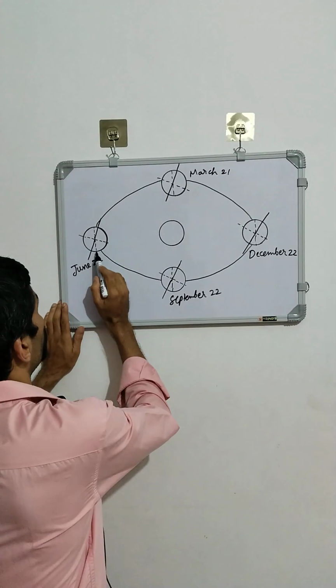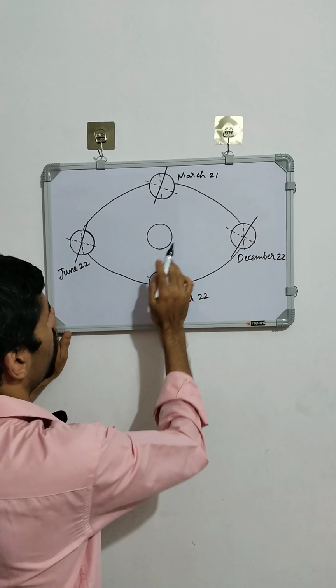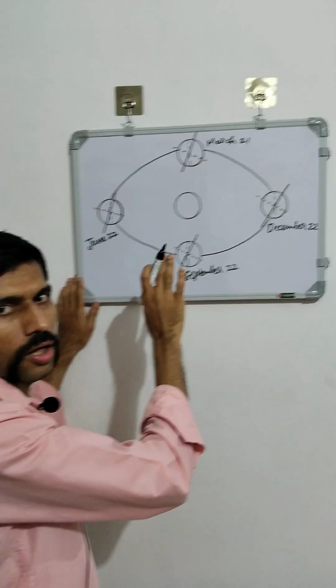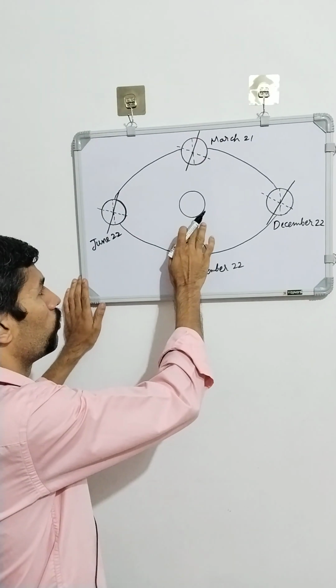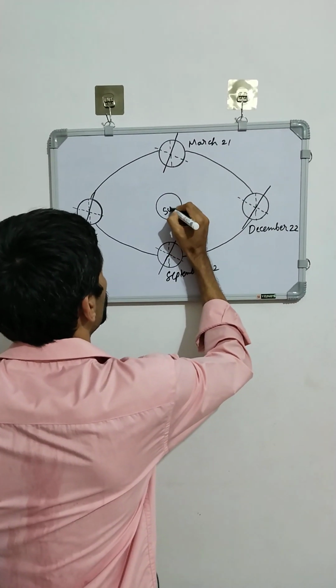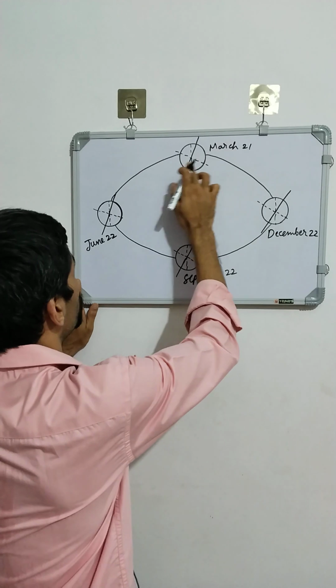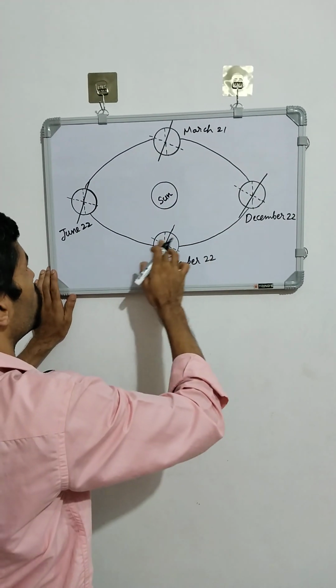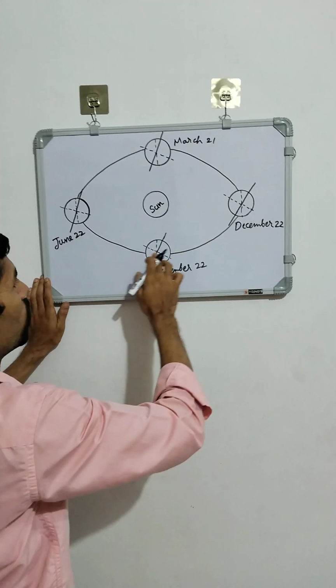See, this is our planet Earth and this is the Sun. Of course, they are not to scale because I cannot draw them to scale on this board, so I have picturesquely represented this. This is the Sun and this is the Earth rotating around the Sun. And I am showing you the four positions of the Earth three months apart.